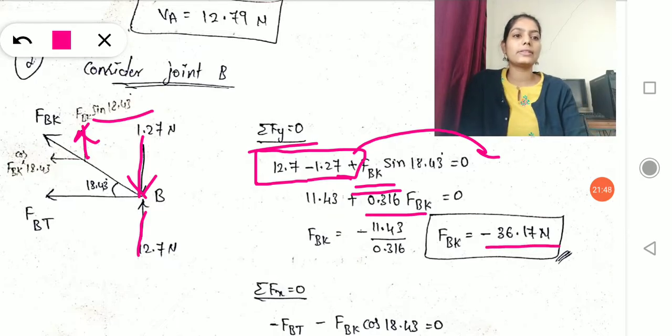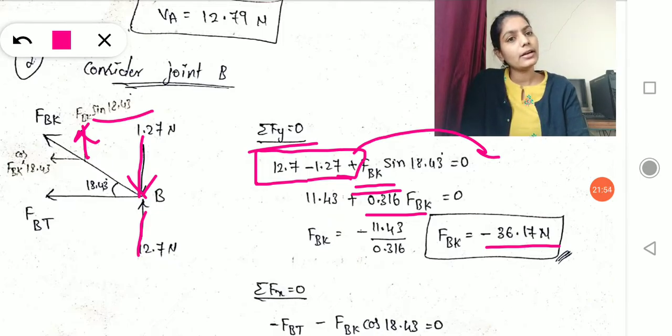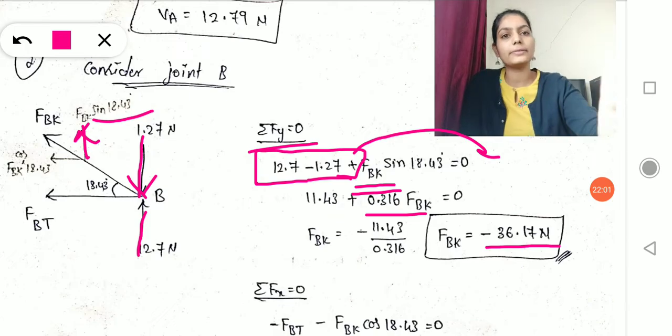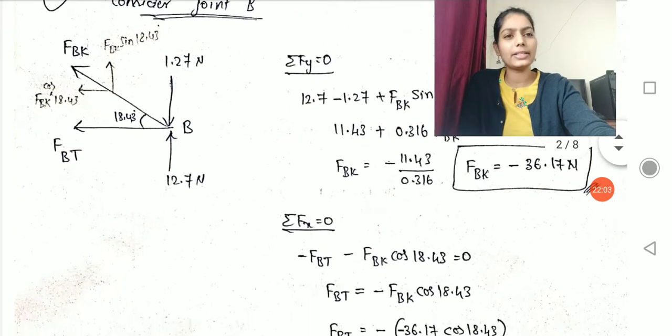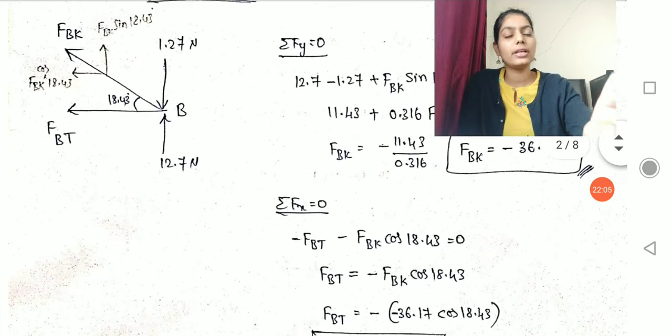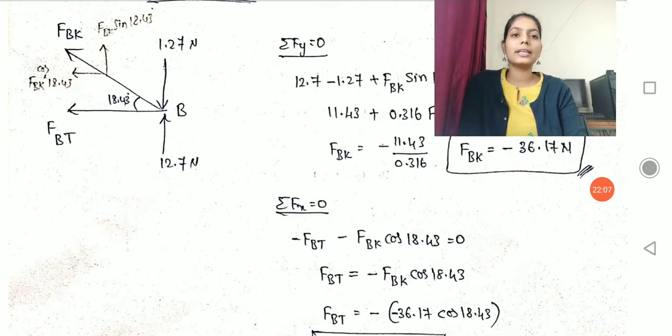That's what I did. FBK equals minus 36.17 Newton. I hope you are able to do this with the help of your calculator, only to solve this equation. But how to develop that equation is the conceptual part. You did this many times in analysis of structures, as well as in mechanics, so I hope you are very good with this kind of equation.